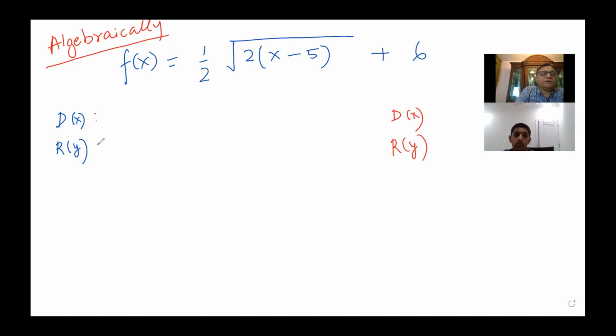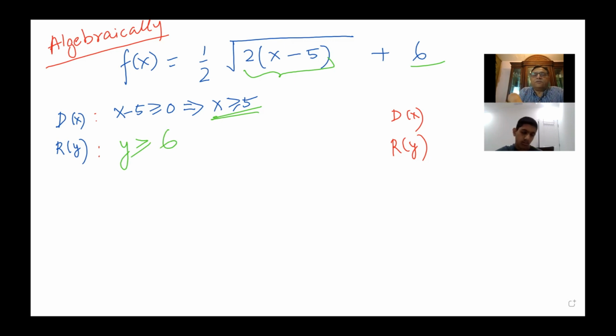Now for the function, can you tell me what is the domain of this function? X is greater than or equal to 5. Correct. So that is how you calculate. So you know x is greater than or equal to 5 because within the radical sign, I cannot have a negative number. It has to be non-negative. And then it is increasing. It has translated 6 units up. And therefore, we know y is greater than or equal to 6.